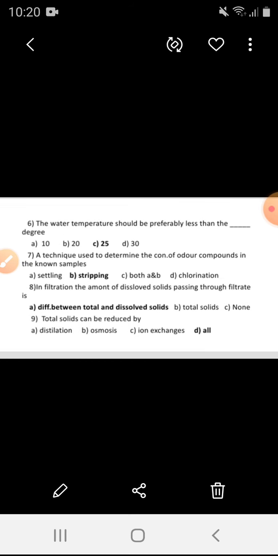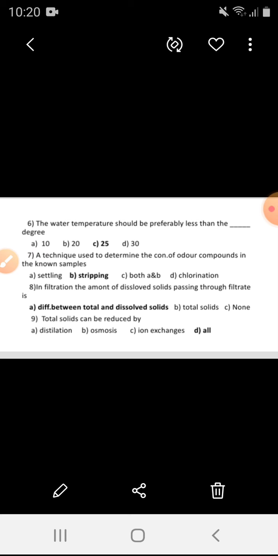The following unit is not used for water turbidity. MCQ number 5th. Option A NTU, option B ATU, option C JTU, and option D FTU. The correct option is B ATU. Sixth, the water temperature should be preferably less than the dash degree. Option A 10, option B 20, option C 25, and option D 30. The correct option is 25.